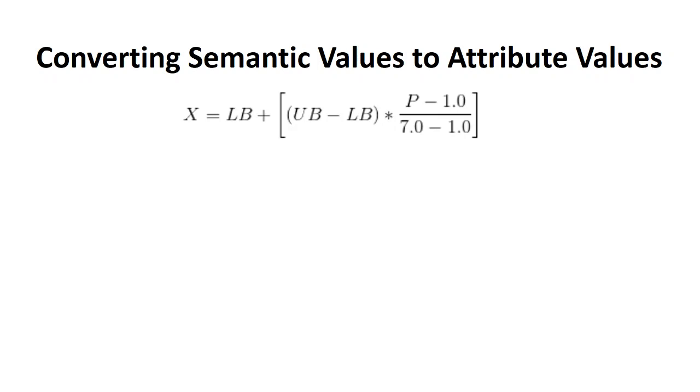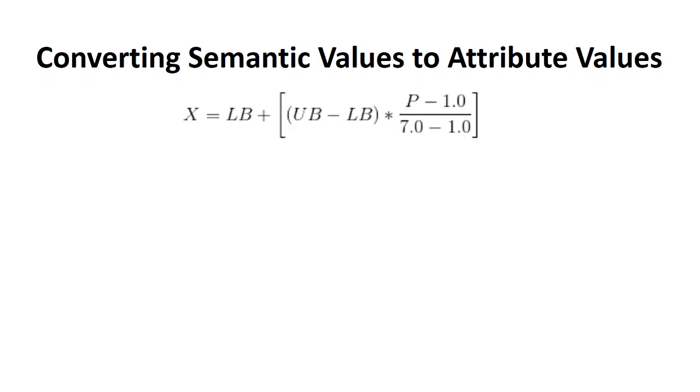So for example, again, if we're talking about battery life, the lower bound is 24 hours, the upper bound is 96 hours. So you can design a battery with life from anywhere from 24 to 96 hours. So you need upper bound 96, lower bound 24 in that example, and you also need P. P in this situation is the semantic value that you're trying to convert to an attribute value. Okay, so that should be on a scale of 1 to 7.